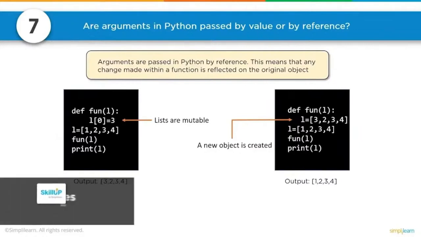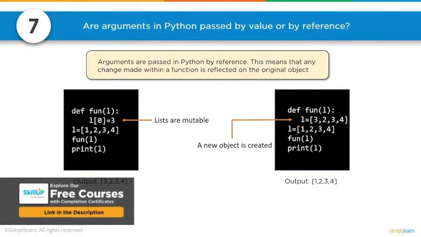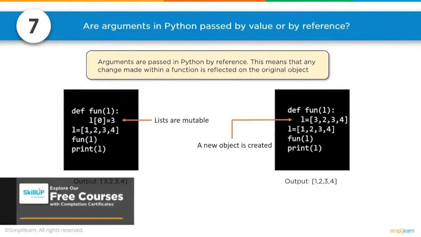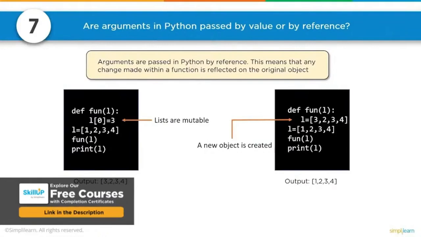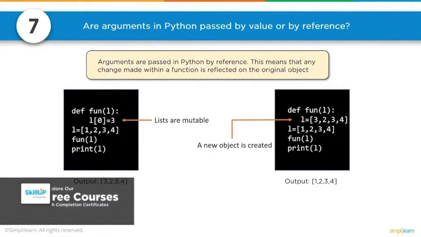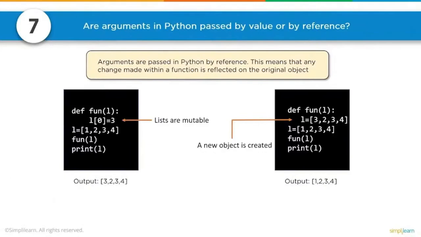It then at that point will create a new object. So if I make changes to the object, it's going to change it outside the definition. If I use a variable and I assign it a completely new value, like L = [3, 2, 3, 4], that will not show up when you're outside the function.